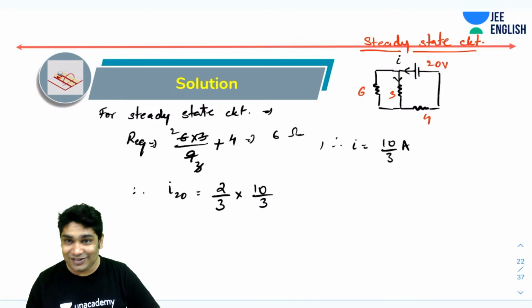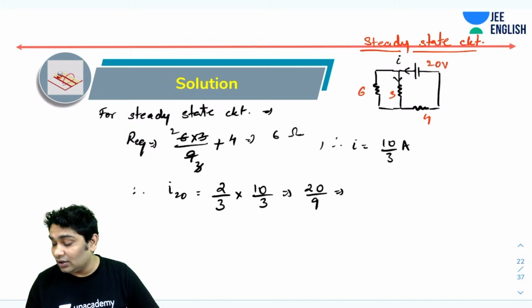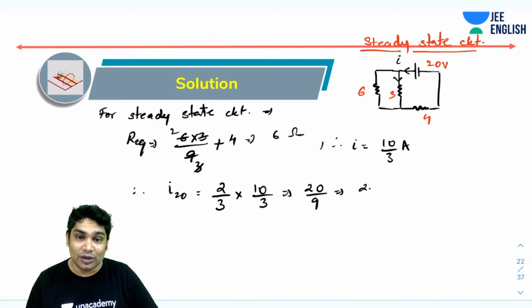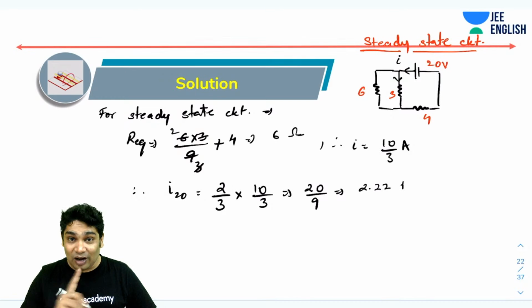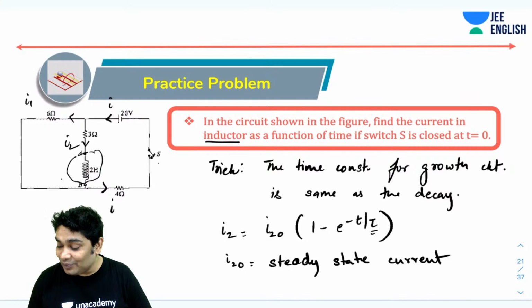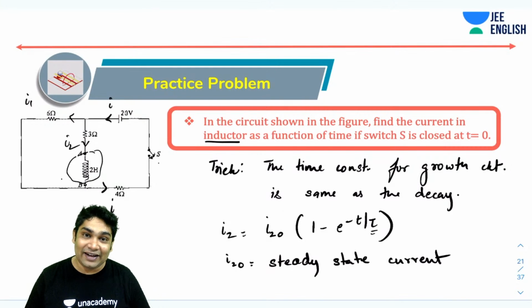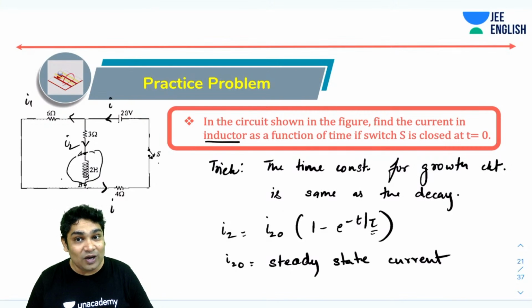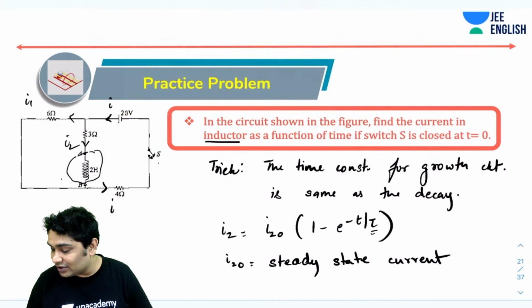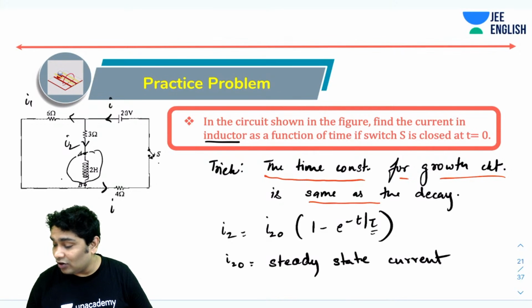So let me just write the solution of this. So this is 20 by 6 or 20 by 9, which is roughly 2.22. Yes, all you guys got that right. Okay, just hang on. Now, how about the tau? If I can calculate the tau, then my job is done. I get the equation, right? And for tau, I will use this trick, that time constant for growth circuit is same as that of decay circuit.